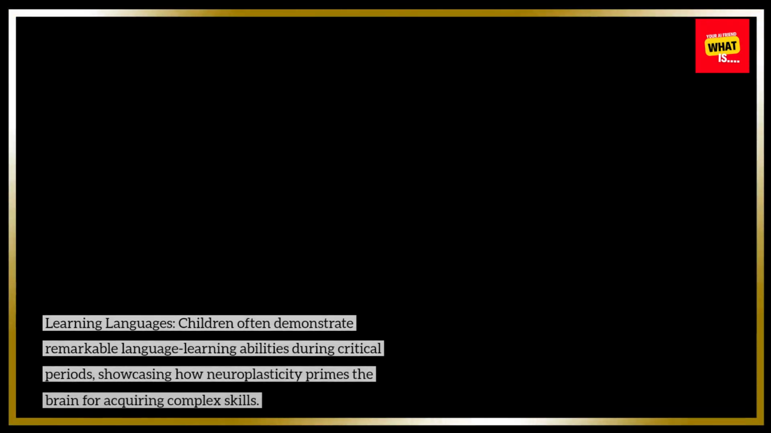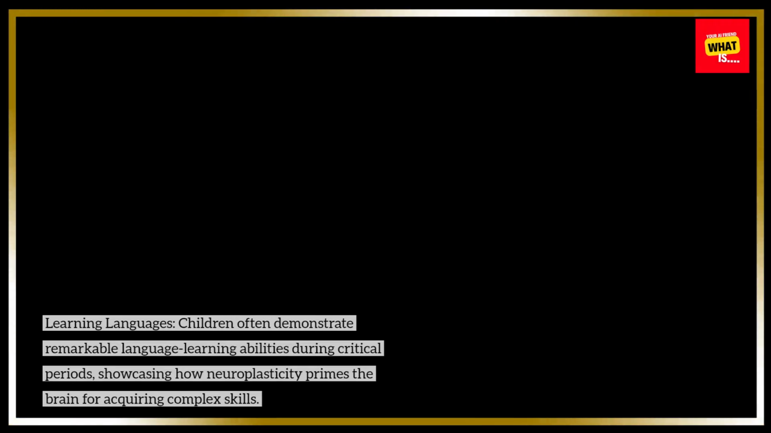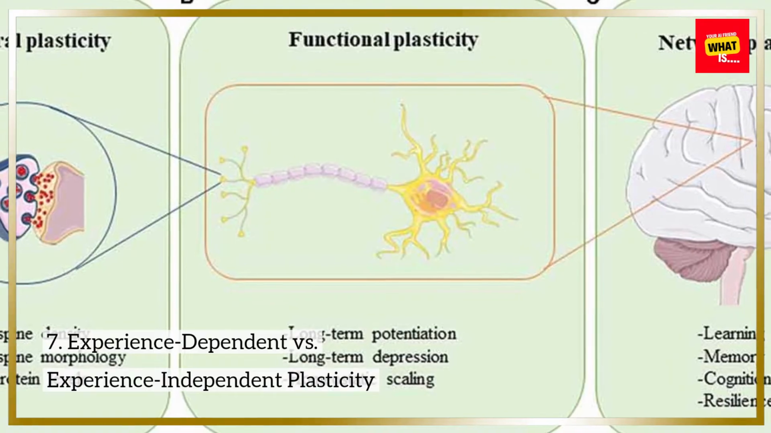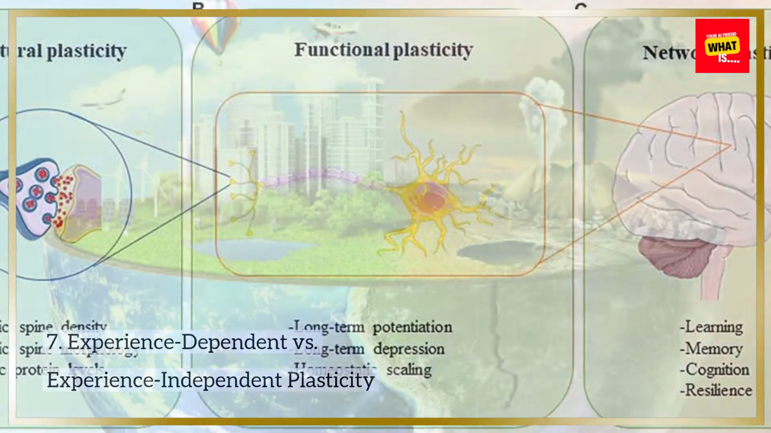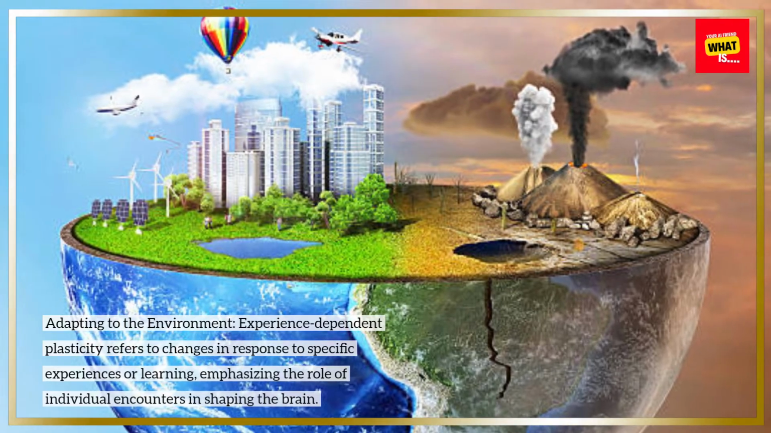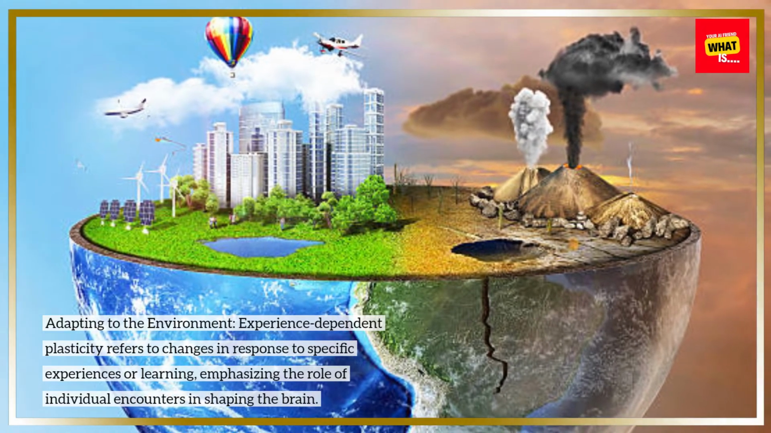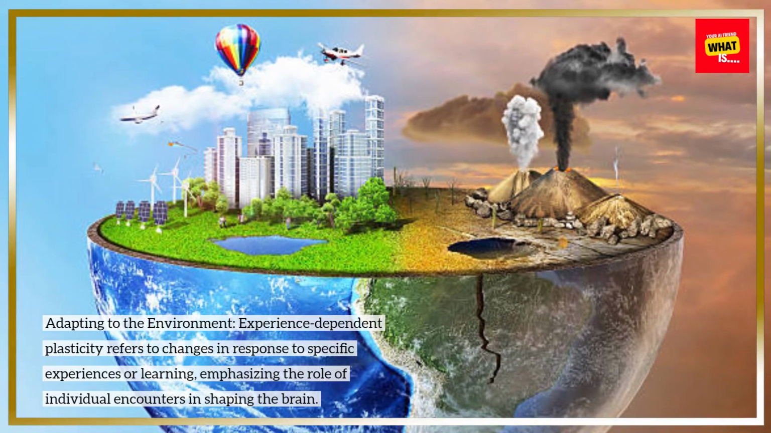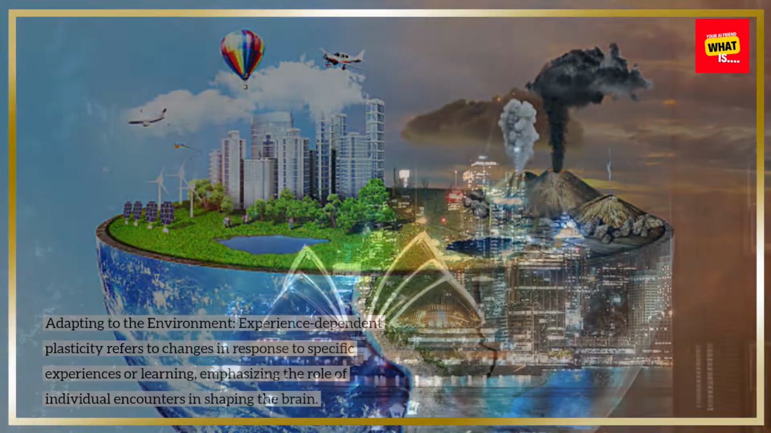acquisition. Learning languages. Children often demonstrate remarkable language learning abilities during critical periods, showcasing how neuroplasticity primes the brain for acquiring complex skills. 7. Experience-dependent versus experience-independent plasticity. Adapting to the environment. Experience-dependent plasticity refers to changes in response to specific experiences or learning, emphasizing the role of individual encounters in shaping the brain.